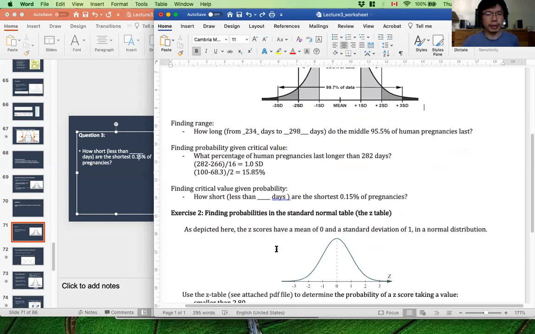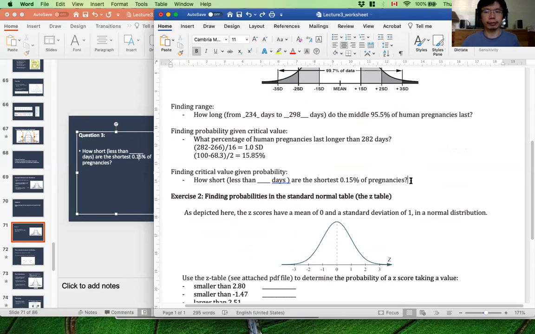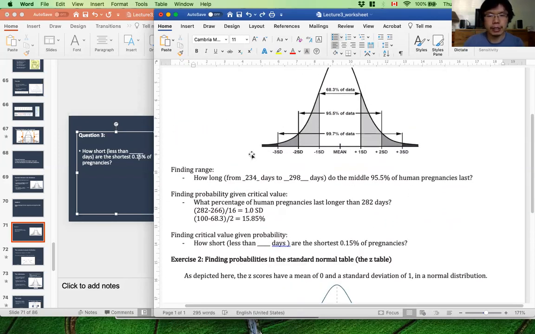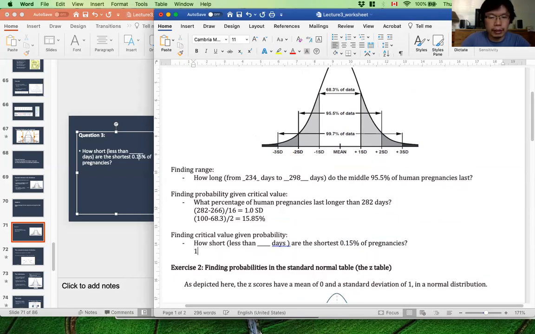So now we are given the probability. We want to find the critical value. Okay, so it is the shortest 0.15%, right? Which means that if it's symmetrical, then we have to somewhat reverse it to 1 minus 0.15% times 2, right? So we're interested in the shortest 0.15%, which means that there's another extreme, which is the longest 0.15%, which is symmetrical. And if we want to find out this critical value, we have to consider that. So this gives us 99.7%, right?